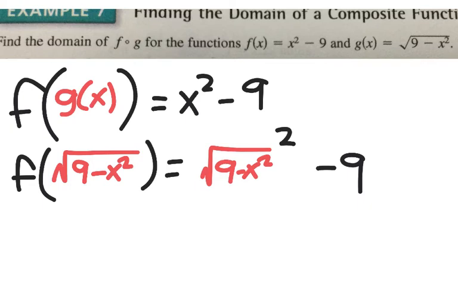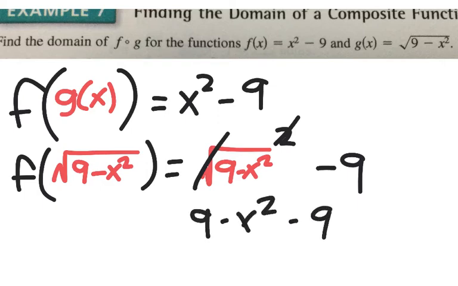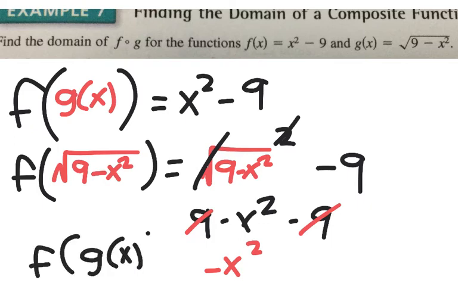So what happens when I square a square root? Those cancel each other. And I'm left with 9 minus x squared minus 9. Well, 9 minus 9. Close. It's negative x squared. It's a reflection of my parent function. Okay, so I've built f of g of x, and I've found that it equals negative x squared. So now it asks me to find the domain. Yeah, find the domain.